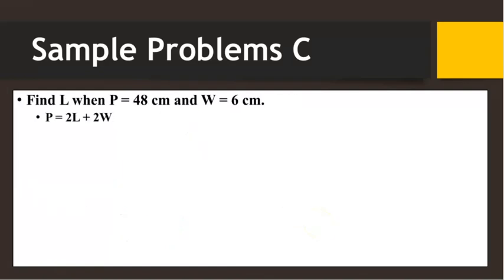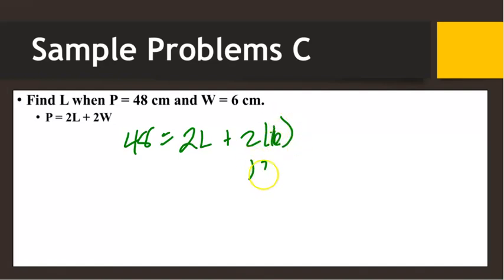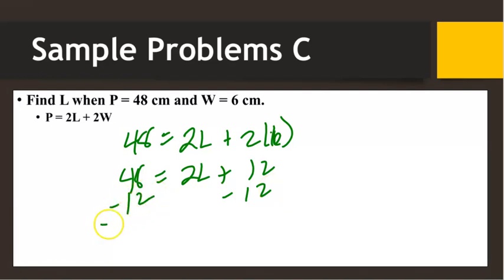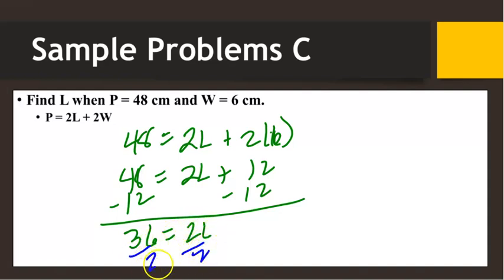And then our last one, find the length when the perimeter is 48 and the width is 6 centimeters. The perimeter is 48, equaling 2 times the length plus 2 times 6 because the width is 6. So this is going to give us 12. So 2L plus 12 has to give us 48. Subtract 12 on both sides to get the 2L by itself, and we're left with 36 equaling 2L. The final step is to divide by 2 to get L by itself, and the length is going to give us 18 centimeters. So that is our lesson on formulas.